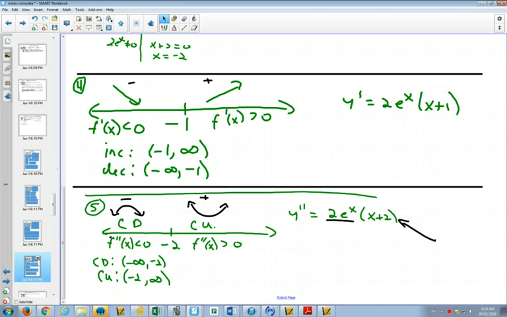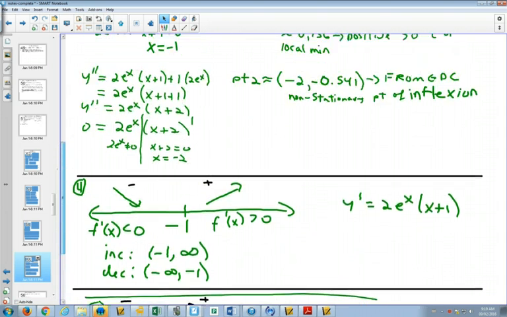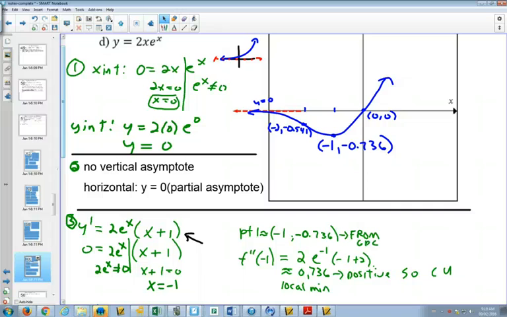So at this point, if you go to graph it and you have all this information, we know we have our minimum at negative 1 and we've used our graphing calculator to find the y-coordinate. We know we have an inflection point at negative 2, negative 0.541, and we found our x and y-intercepts to be at 0, 0. Using our limiting process, we found out that there was that partial asymptote at y equals 0. Most likely you would get that from your graphing calculator and see that. And you would also see that it's increasing after 0, 0 from your graphing calculator as well.